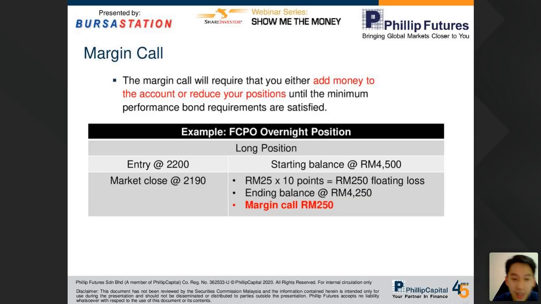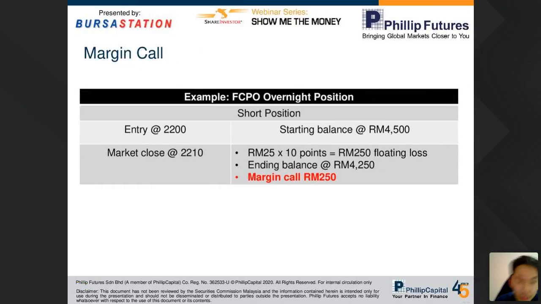At the end of the day, the market closed at 2,190. So this investor has lost 10 points. So how much is the margin call at the end of the day? It will be 25 ringgit per tick, times 10 points, you get 250 floating loss. So your ending balance will be 4,250 at the end of the day. So you have a margin call of 250.